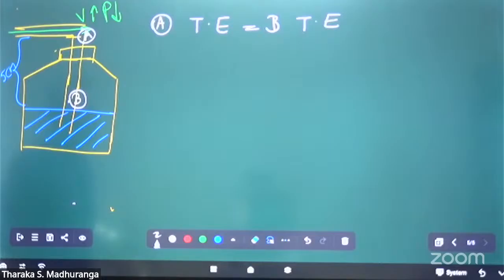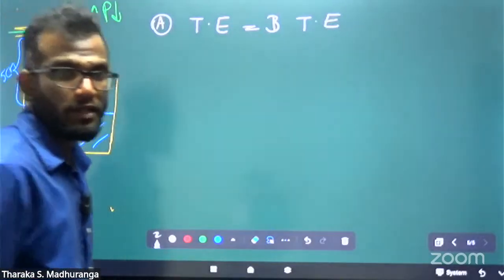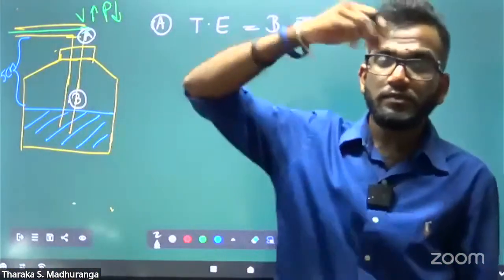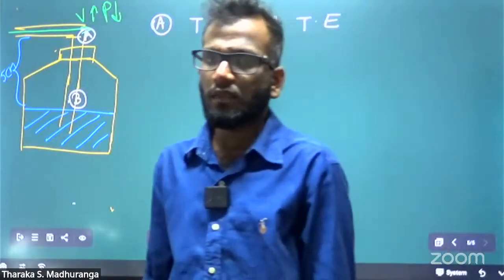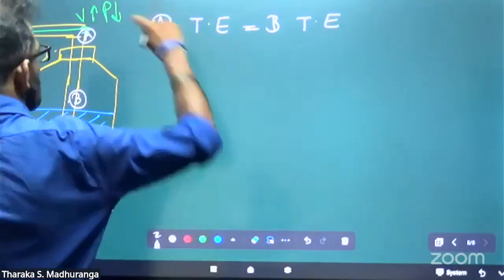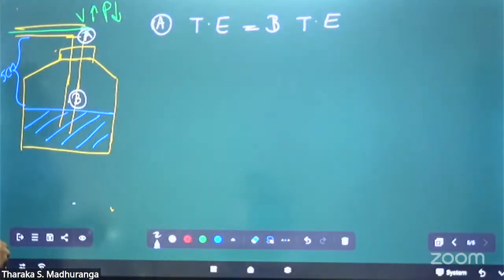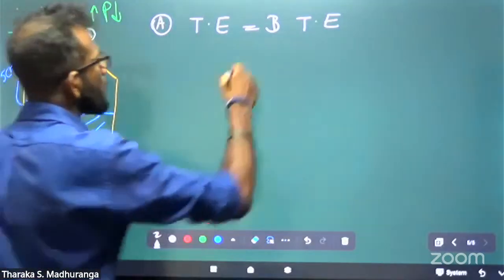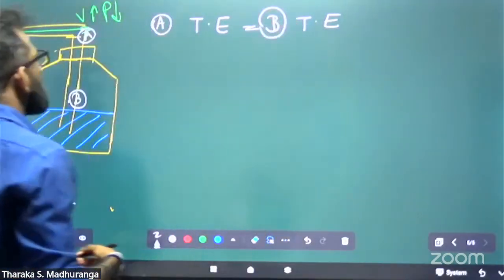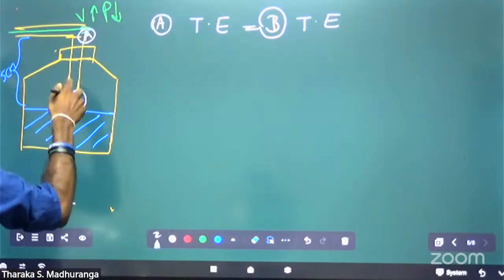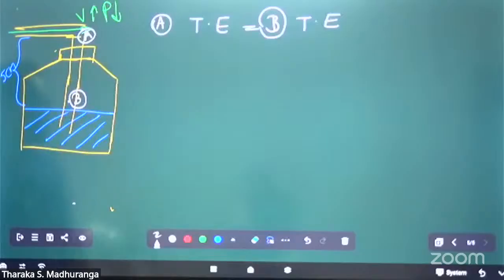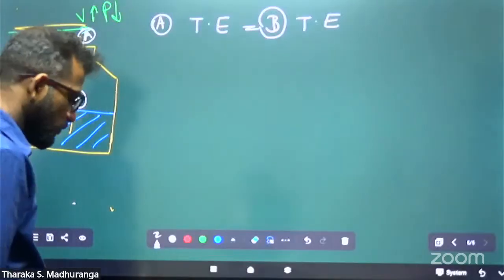A point total energy equals B point total energy inside the nozzle. I can select any point inside, but everywhere inside these values are the same, pressure and everything.